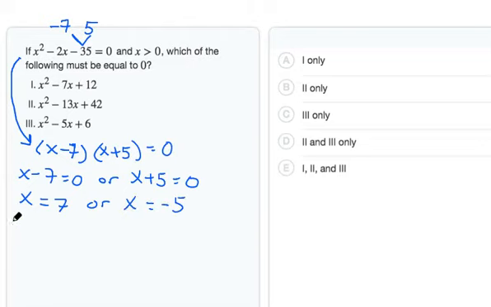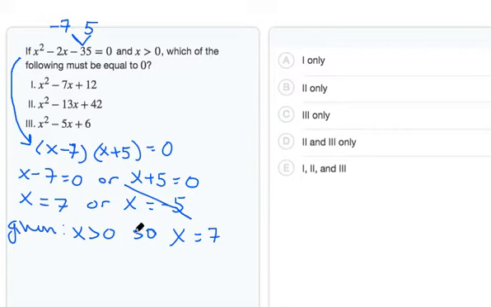We're given in the actual question that x is greater than 0. So if x is greater than 0, we can actually rule out x equal to negative 5. We can just kind of cross that out. That can't be an option. x must be 7 here. So we actually found the value of x so far, just with the given information from the actual question.